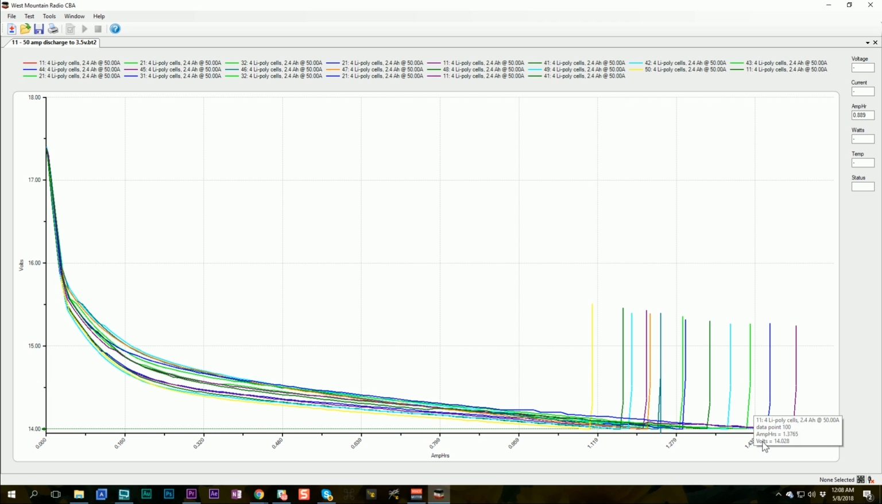We go from 1400, what was this one? 15 volts, where's the milliamp hours? 1522 milliamp hours down to 1100 milliamp hours roughly. And yeah, so what we could take from this, hold on, we'll go back to the head camera.